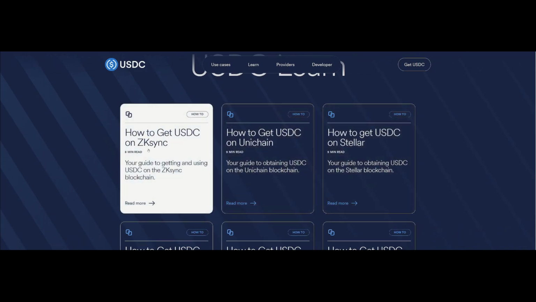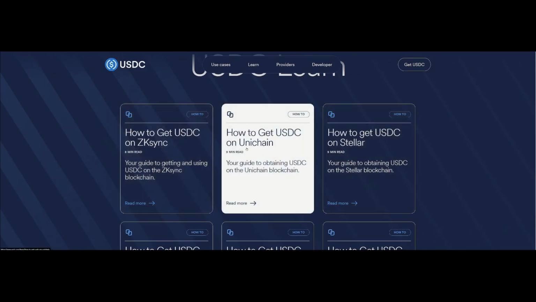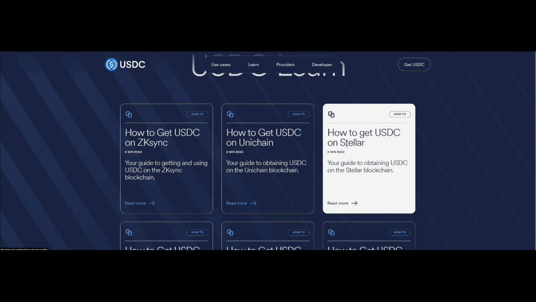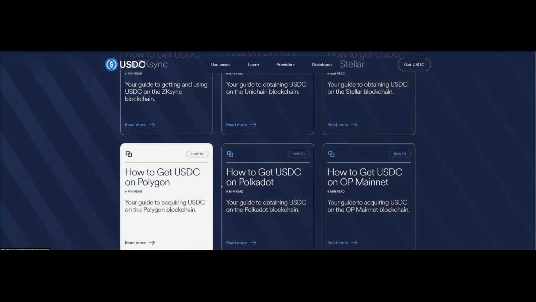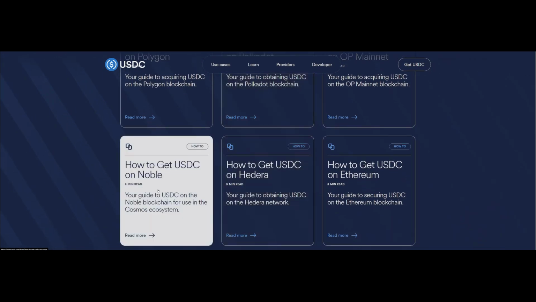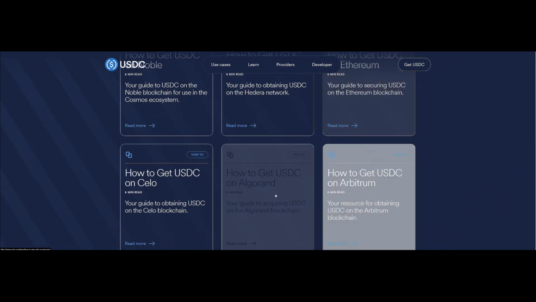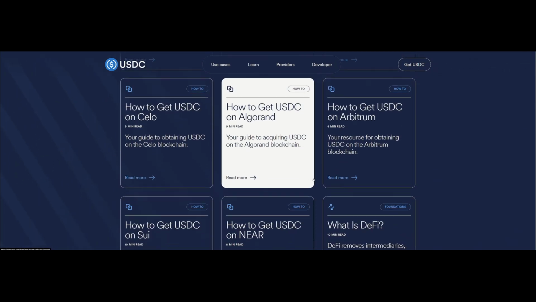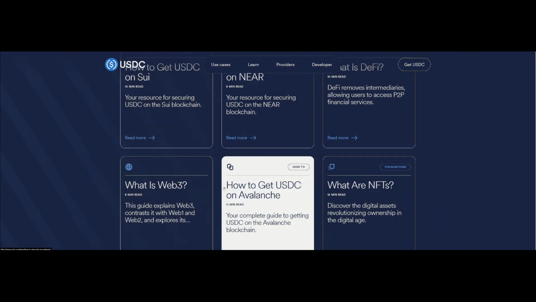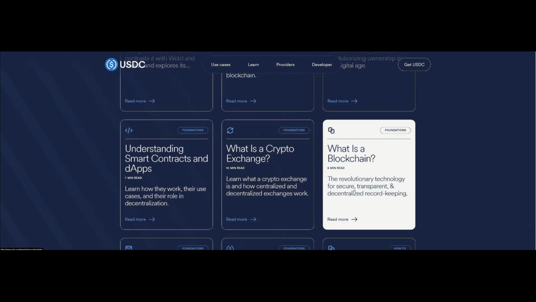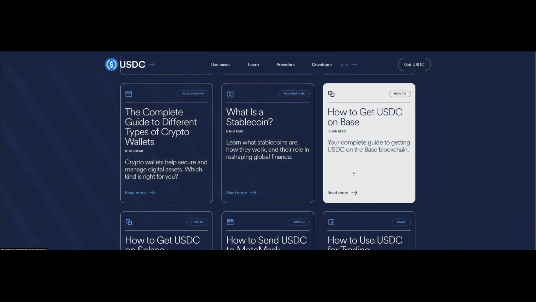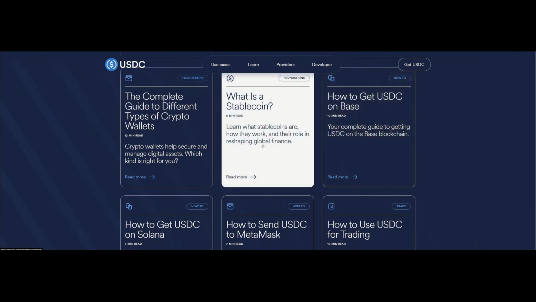How to get USDC on ZK Sync, how to get USDC on Unichain, how to get USDC on Stellar. They give you all, hey, look, this is how you get it done, right? If you don't know how to get it done, they're telling you right here, how-tos. You can follow these how-tos. They've paved the way. This is not a game. The common person can come in here, click read more, and learn how to do this stuff, right?